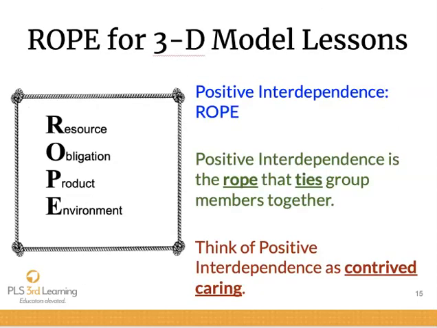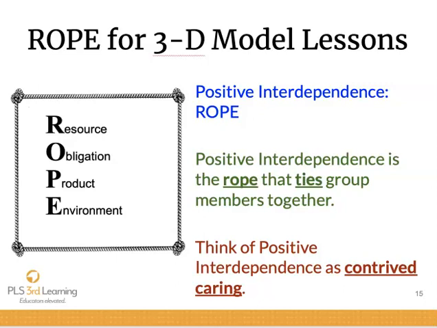In cooperative learning literature, the term generally used for rope is positive interdependence. Rope is a term PLS Third Learning coined for achieving student outcomes through cooperative learning, to help you remember this concept. Positive interdependence is the rope that ties group members together. Without rope, there is little incentive for groups to work together. Positive interdependence is the heart of effective group learning.